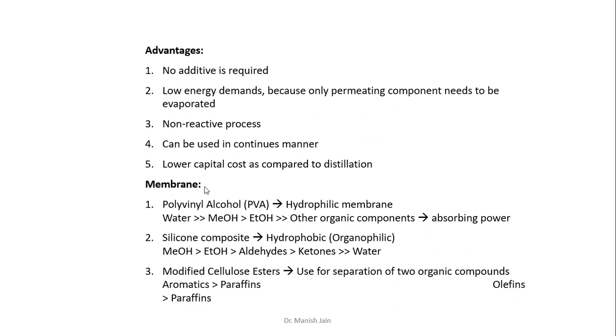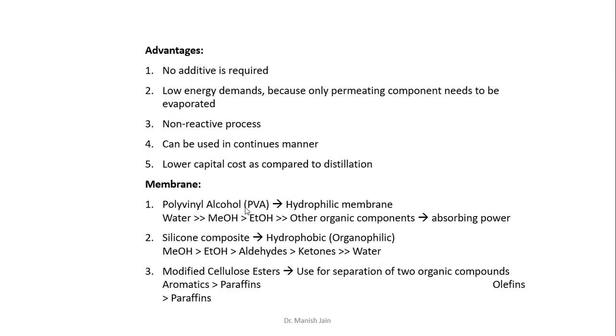Now the different types of membranes used in this process. Generally, the membranes used in the pervaporation process can be classified into three different types. First is the hydrophilic membranes, second is the hydrophobic membranes, and third is the membranes used for organic separations. Hydrophilic membranes means the membranes which have a higher affinity towards water, like the polyvinyl alcohol membranes, PVA membranes.